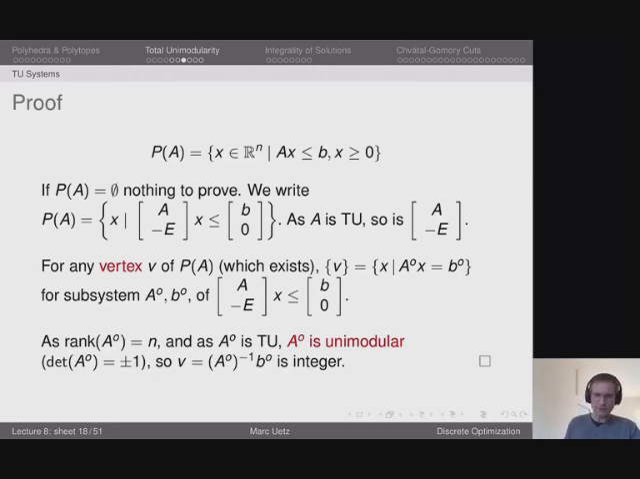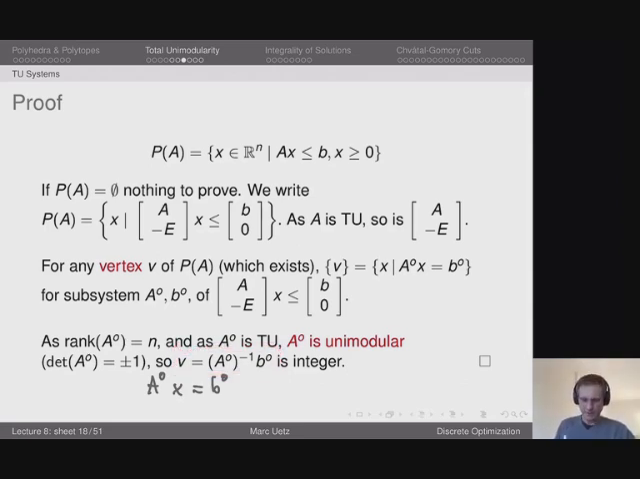And then we can use our previous theorem. So the solution to the corresponding system, if I write it down again, A0x equal to B0, will have an integer solution, and that is exactly our vertex here. Okay, so this vertex must be an integer vertex.